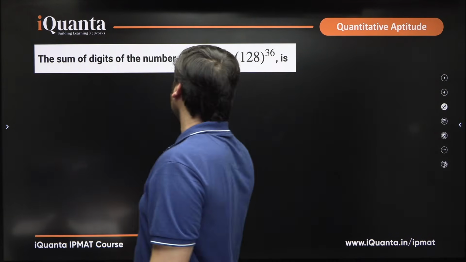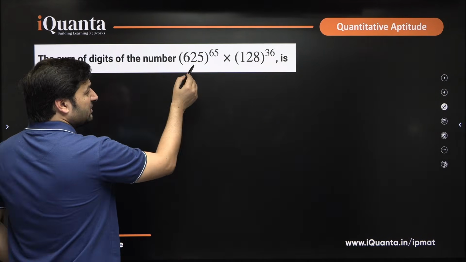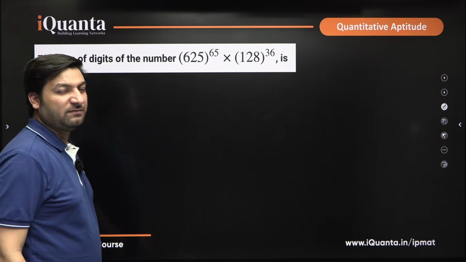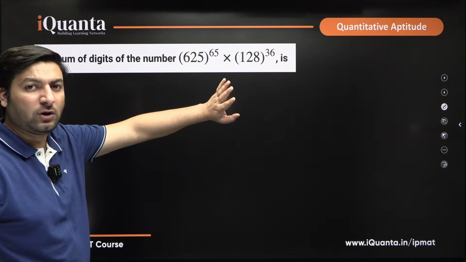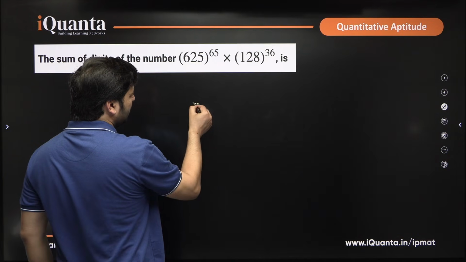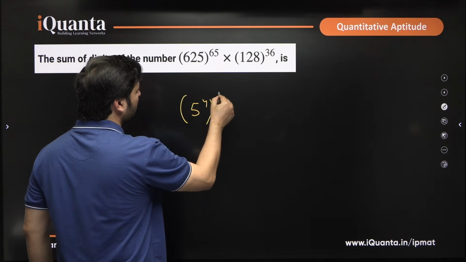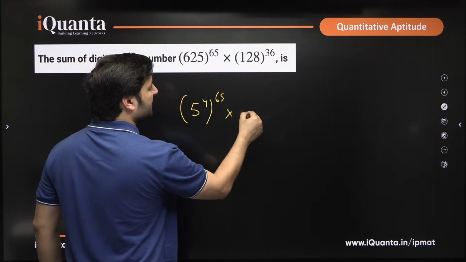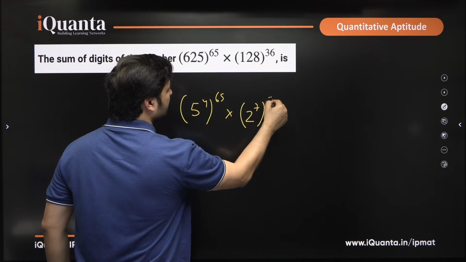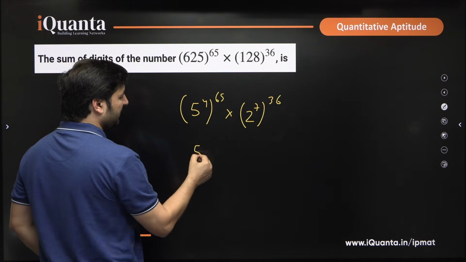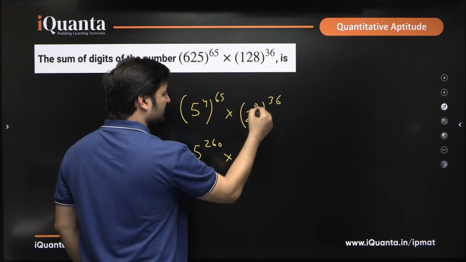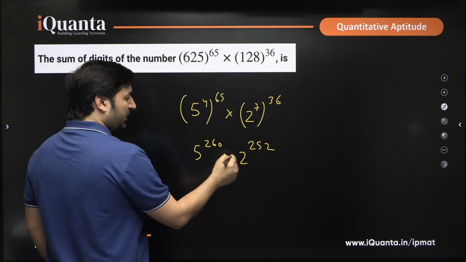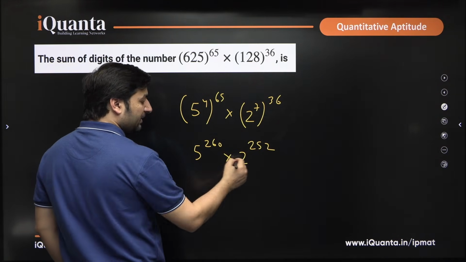So, the sum of digits of the number this into this. See, obviously it looks very complex, but we have to find the sum of digits. 625 is something related to 25, 25 is purely related to 5. So, can we say that 625 is 5 to the power 4? This is what you have to think over there, okay. 128 is a very familiar number, it is 2 to the power 7. So, when you solve this, it becomes 5 to the power 260 into 2 to the power 7 into 36, which is 252.